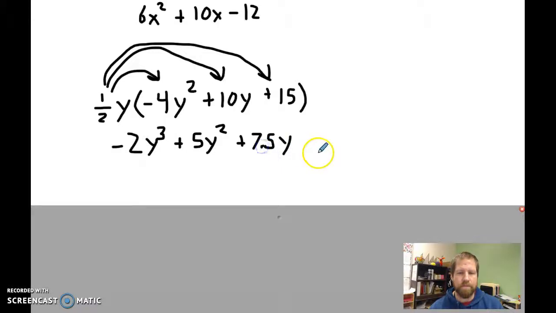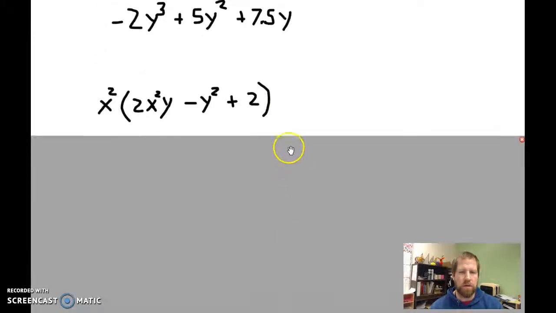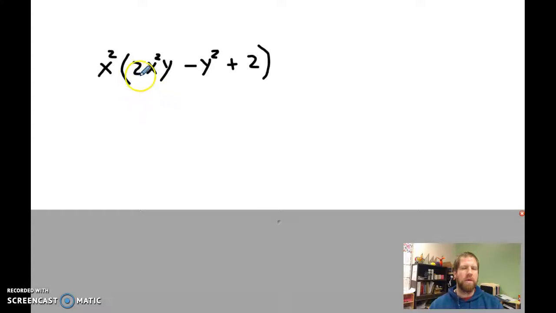Right? And you can see I lose my constant. I don't have a constant anymore in this polynomial because I've multiplied in my 1/2 y. Okay, so last one we'll do is one that has multiple variables. Okay, so I don't just have one variable, I have two.